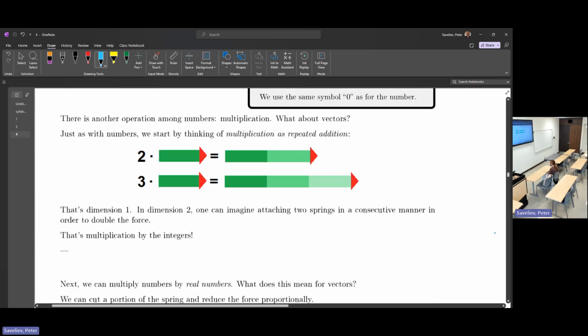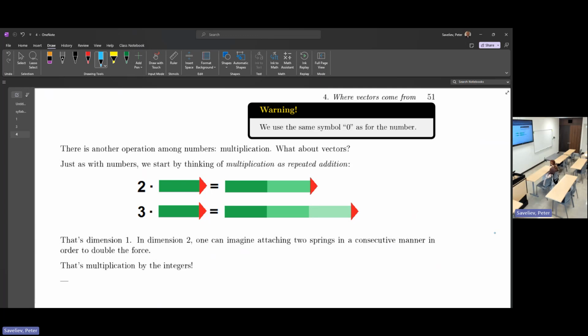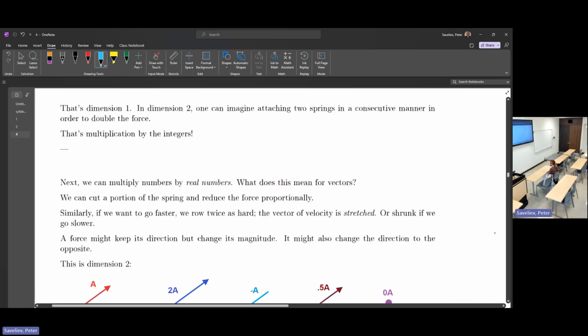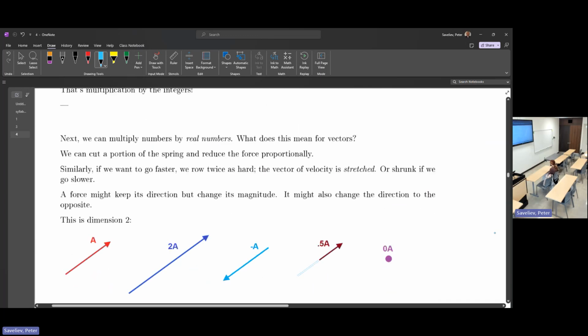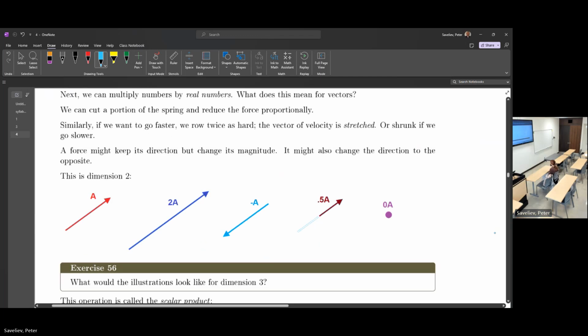And after all, one-dimensional vectors are numbers. So in dimension 2, the story is the same. You can add vectors to themselves as many times as you like, including pieces. So 2A is just two of the same vector aligned one after the other. Negative A points in the opposite direction, half A points in the same direction but is half as long, and 0A is the 0 vector. So you can multiply a vector by 0 and get nothing. Well, it's not nothing, it is 0.